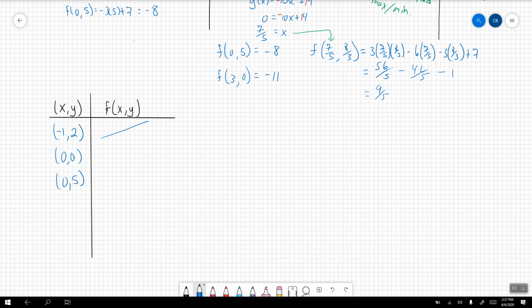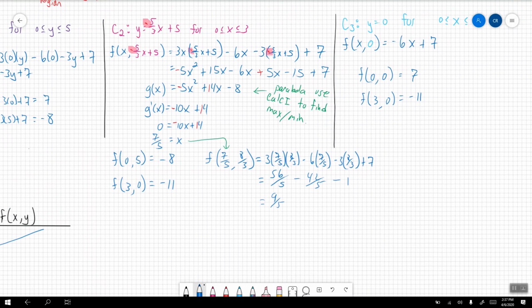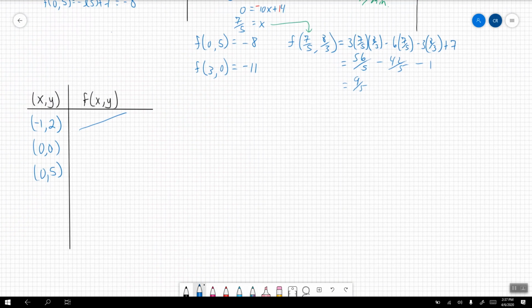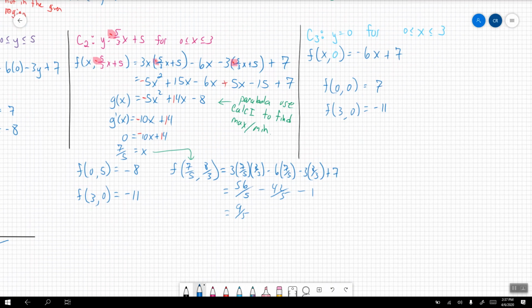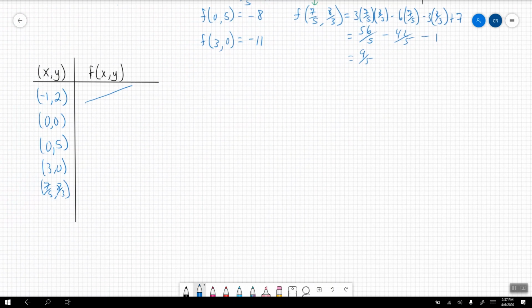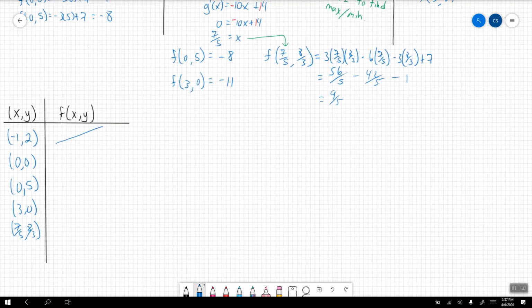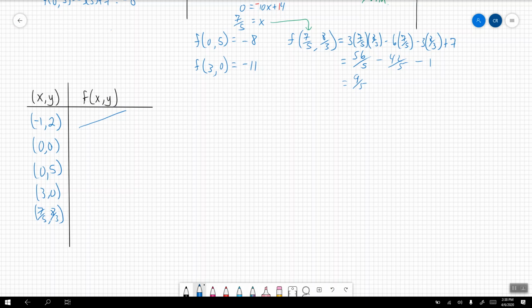Nice. Going to go to the next curve, which was curve number 2, and find all of those ordered pairs. So I have 0, 5, I already have it here. I have a new one, 3, 0, and a new one, 7/5 and 8/3. All right, that one was here. All right, nice. And the last one, I have 0, 0 and 3, 0. That's 0, 0 and 3, 0, so they're already there. So all I need to do is find the values for these ordered pairs.